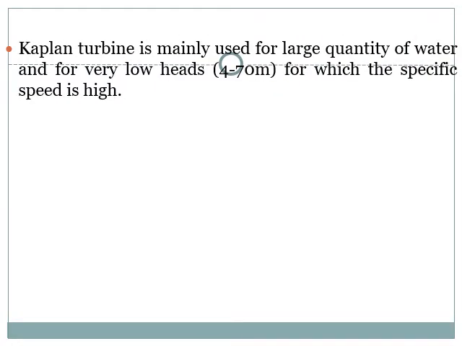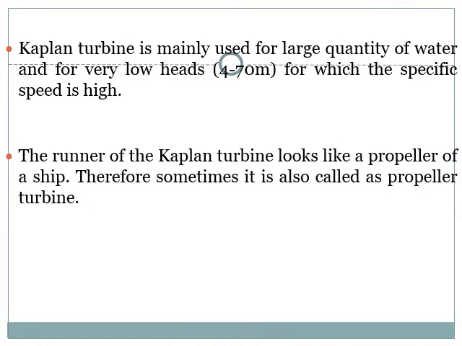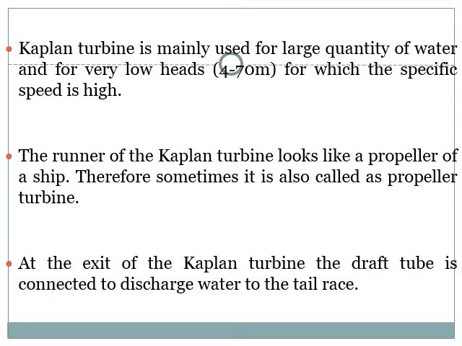The Kaplan turbine is mainly used for large quantity of water and for low heads. In case the heads are minimum, about 4 to 70 meters, the specific speed of the turbine is very high. Here the maximum quantity of water is required because of the low head. The Kaplan turbine looks like a propeller of a ship, therefore sometimes it is also called a propeller turbine. At the exit of the Kaplan turbine, the draft tube is connected to discharge water to the tail race.